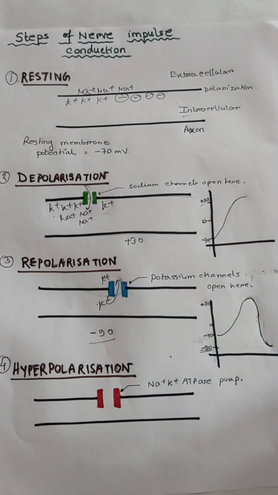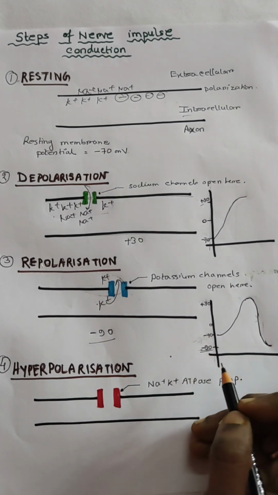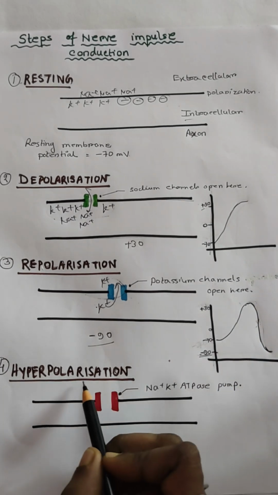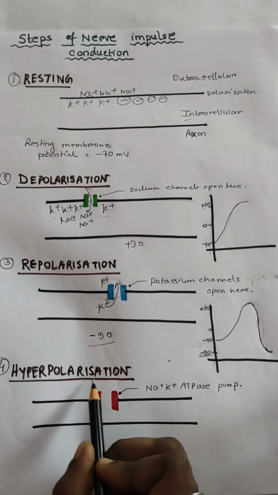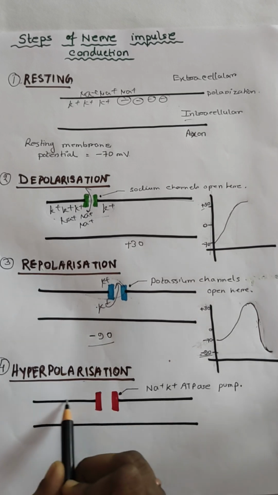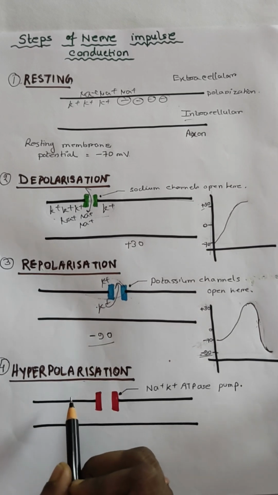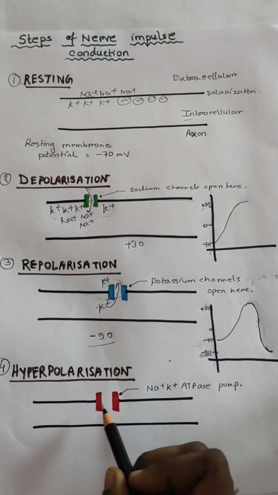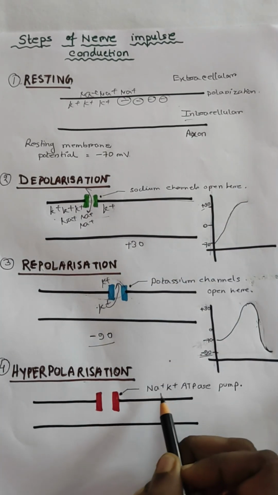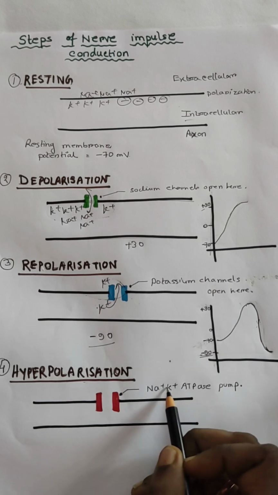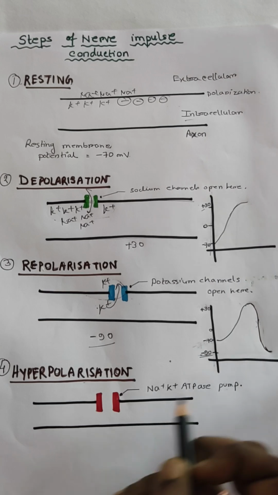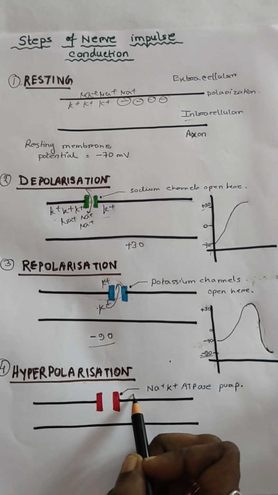Okay, so on the next stage, at the hyperpolarization state, what happened? This stage actually helps the membrane to come back to the original state, that is the resting stage. So what happened here? Now the sodium potassium Na plus K plus ATPase pump, sodium potassium ATPase pump. Okay, this pump will open.